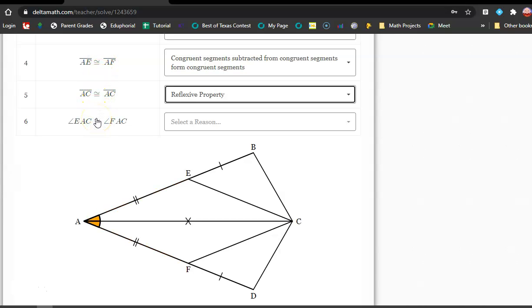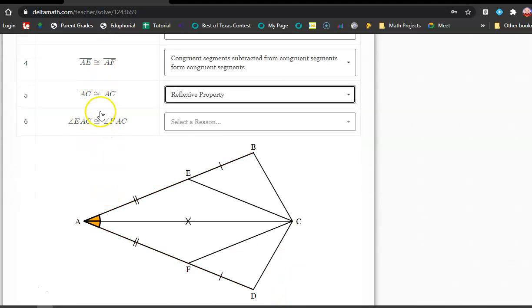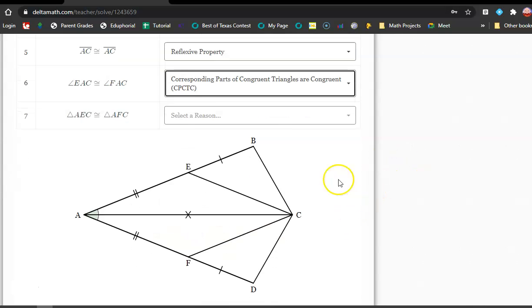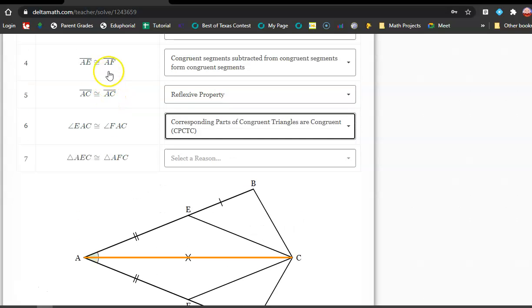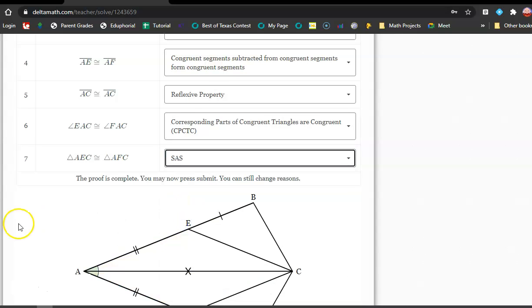Now, how do I know that these two angles are congruent? Well, that's right. They were in the triangles, right? They're part of those big triangles. And so, since they were part of the triangles that were congruent, they're congruent to each other. That's again CPCTC. So now I have an angle, I have a side, and I have another side. And that angle is in between the sides, so we have side angle side, and I can say the triangles are congruent. There we go.